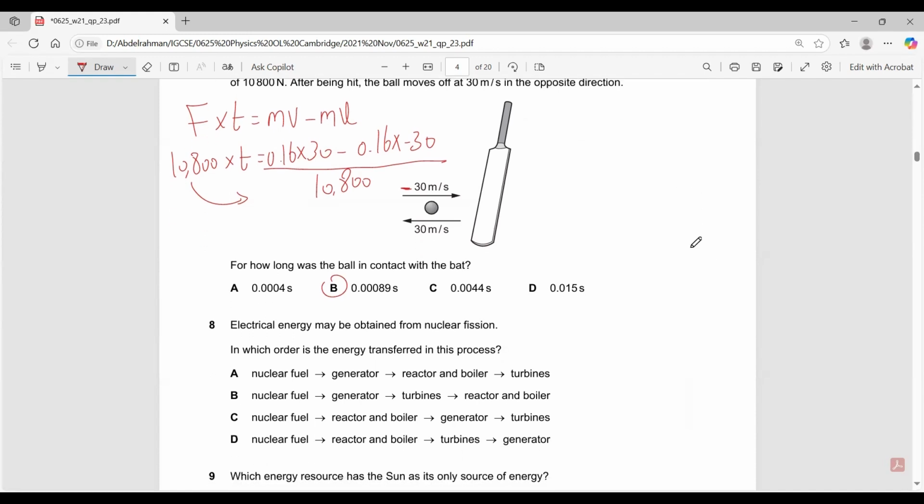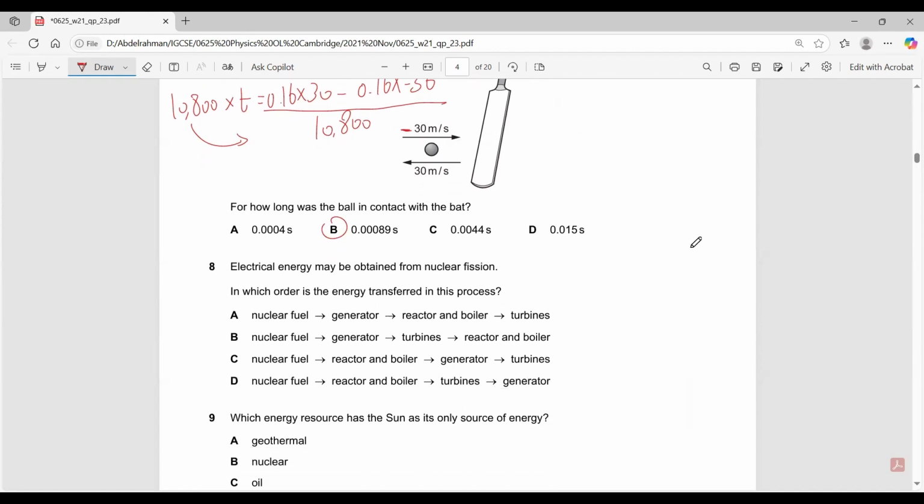Electrical energy may be obtained from nuclear fission. In which order is the energy transferred in this process? Nuclear fuel to the generator? No. Nuclear fuel to the boiler and reactor? Yes. Then to the generator or to the turbines first? Yes, to the turbines first.